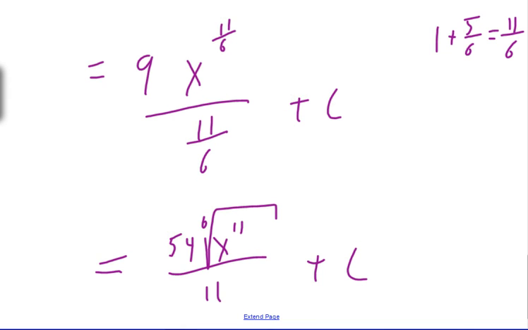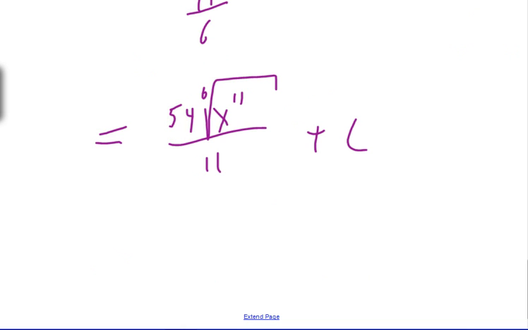So I could do that, or I could leave it as a fractional exponent, whichever one I decided to do. Is that because when you are dividing by a fraction, you multiply by the reciprocal? Right, number 8.